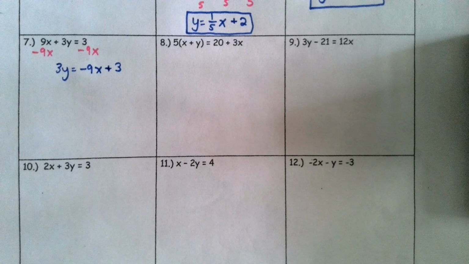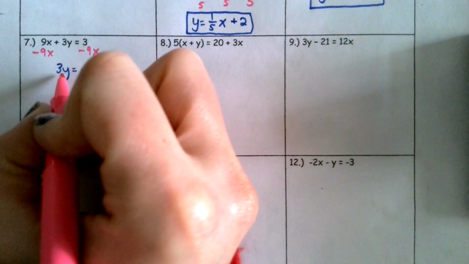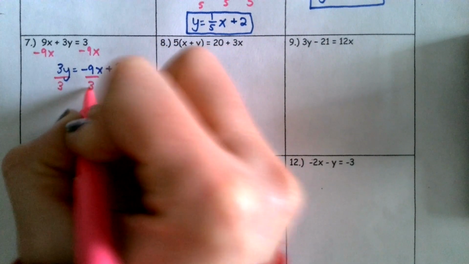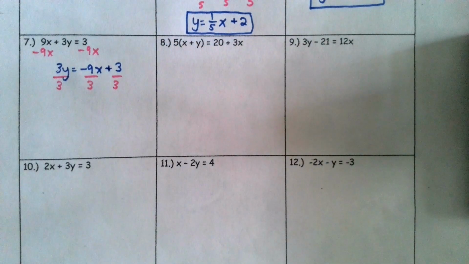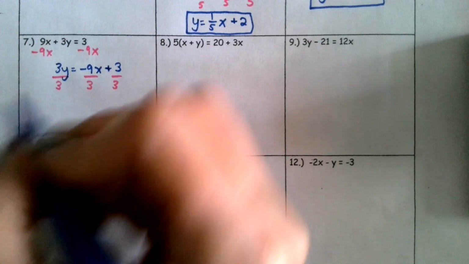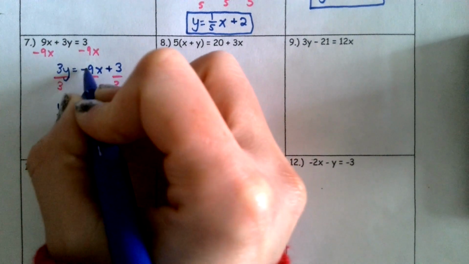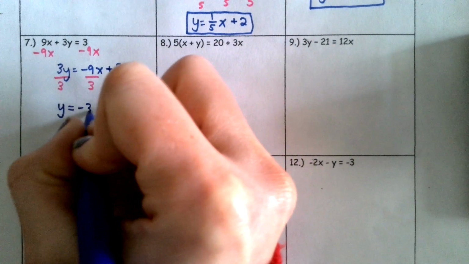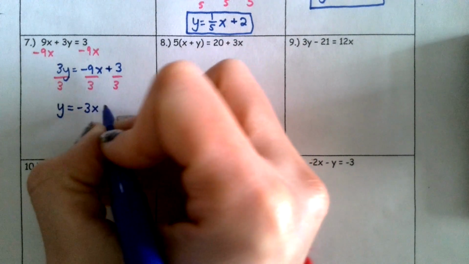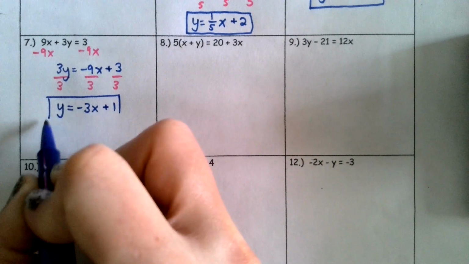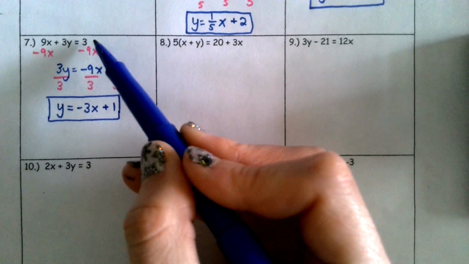Then we have one more step to get y by itself, which is to undo this multiplication by 3. That means we need to divide by 3, and we're going to divide every single term in this equation by 3. So you have to make sure that you divide every single part of the equation by whatever it is that you're dividing by. In this case, we're dividing by 3. So 3 divided by 3 is going to make 1, which is perfect because now we have 1y or just y. Negative 9x divided by 3 would be negative 3x, and then 3 divided by 3 will be 1. So y equals negative 3x plus 1 is the slope-intercept form of this equation that we started with.